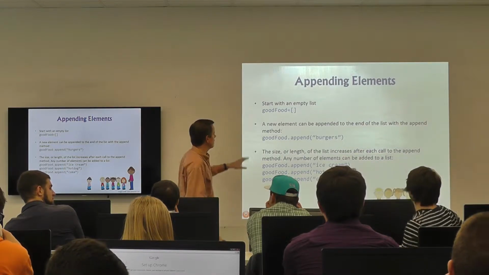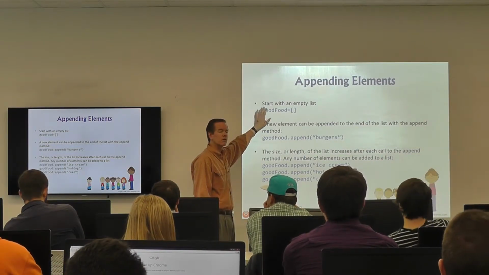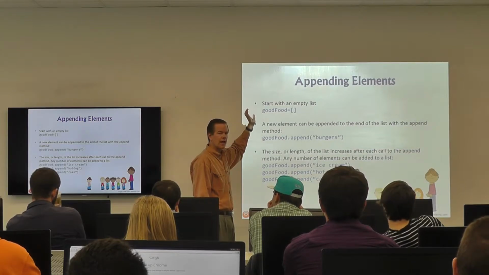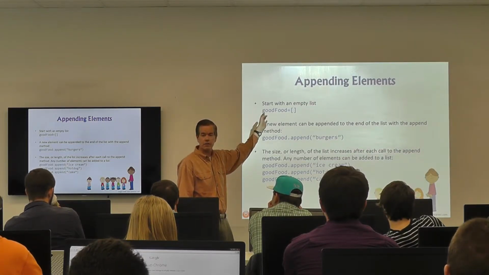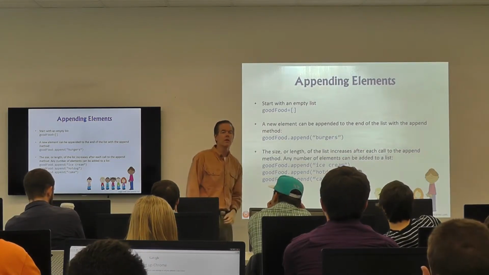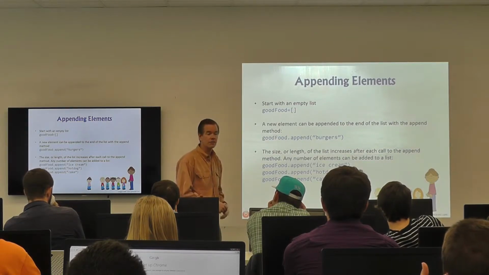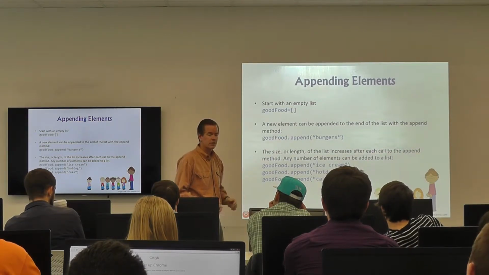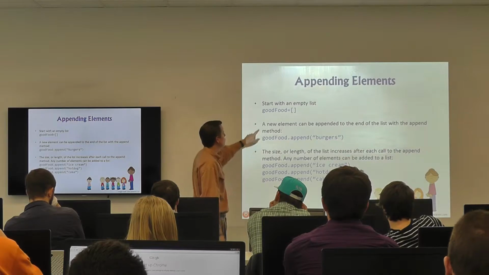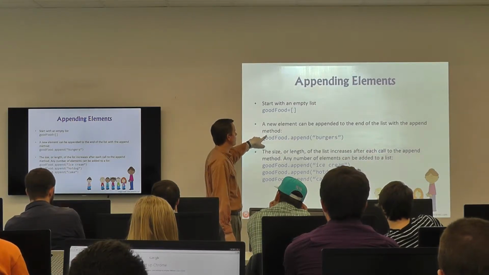So if we put a statement like this, all of a sudden Python goes, okay, I got it, it's a list. That means every other action you do to this variable is going to be treated as a list type of variable, which is very important, especially if we're adding stuff to it. Because if we're adding stuff to it and it doesn't know what it is, it's going to get all confused. A new element can be appended to the end of the list with the append method.